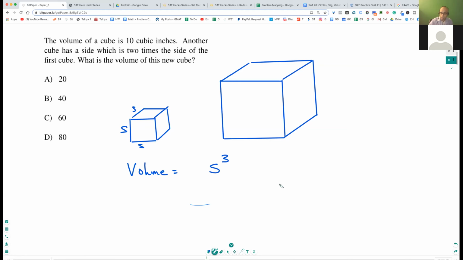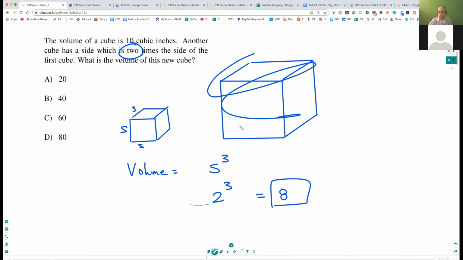All you've got to do, guys, is put in 2 times the side inside it. So you're going to get 2 cubed, and that's going to be equal to 8. Okay, what does this mean? What this means is the volume of this big cube is 8 times the volume of this one. And that's what you need.